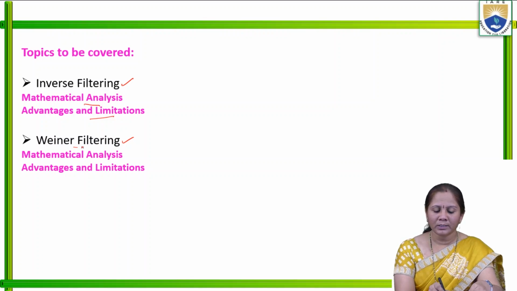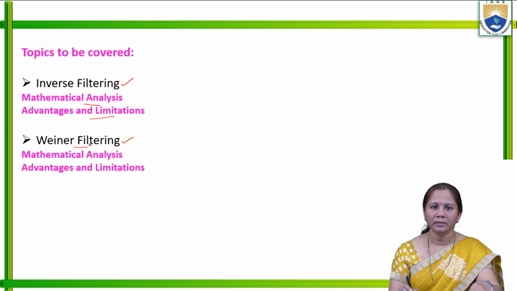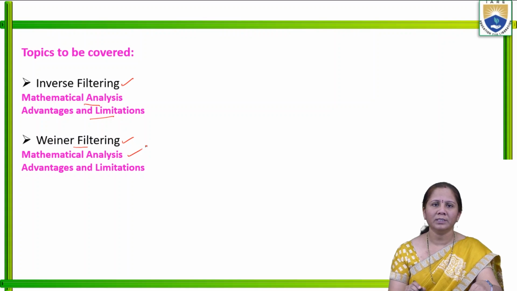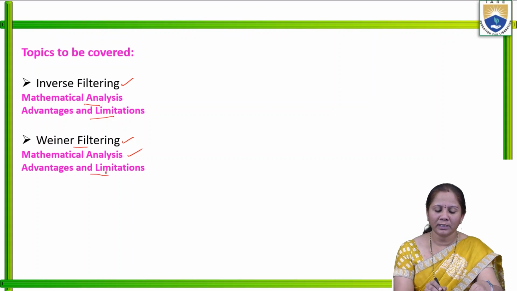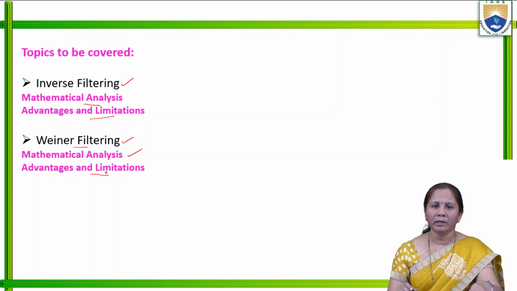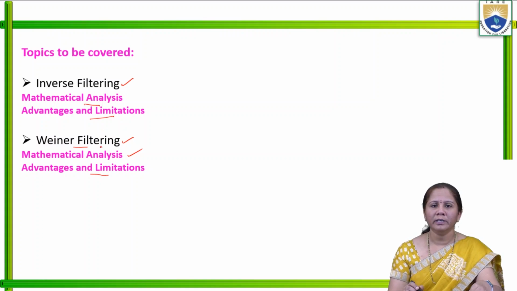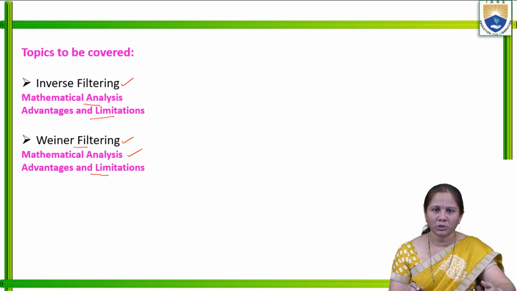Next is Wiener filtering. In Wiener filtering, we will learn the mathematical analysis related to Wiener filtering, and after the entire concept, we will understand the advantages and limitations of Wiener filtering. Both inverse filtering and Wiener filtering come under filters. Generally, filters are used to reduce the noise present in the image.